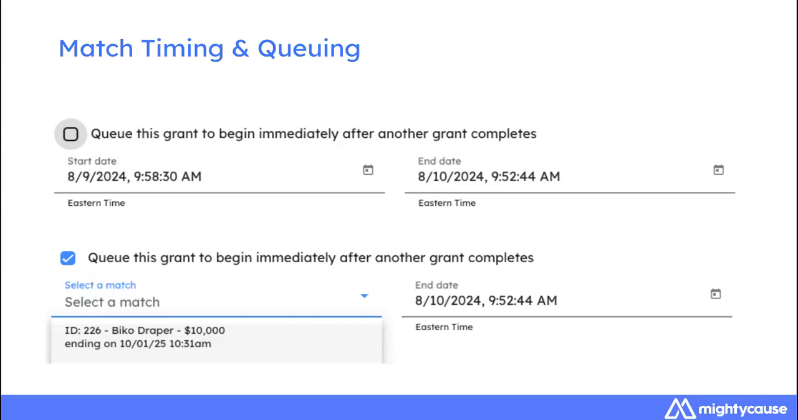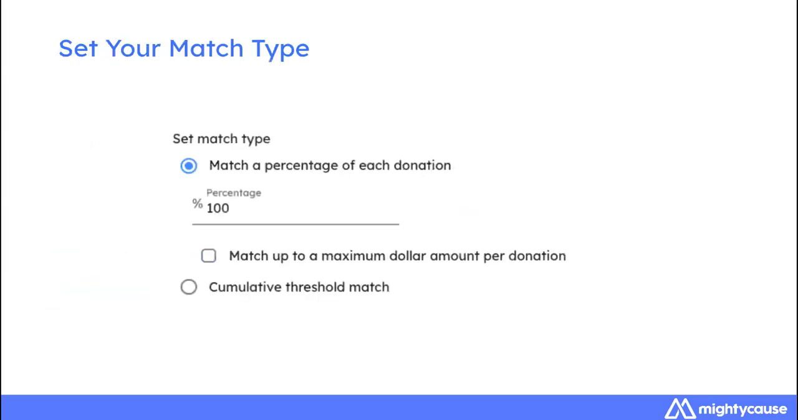If you want a match to start automatically after another one ends, there's a handy option for that. Just check the box that says "Cue this grant to begin immediately after another grant completes," and the next match will activate as soon as the previous one finishes. The most common type of matching grant on Mighty Cause is a one-to-one match, meaning that each donation is matched in full until the grant is fulfilled.